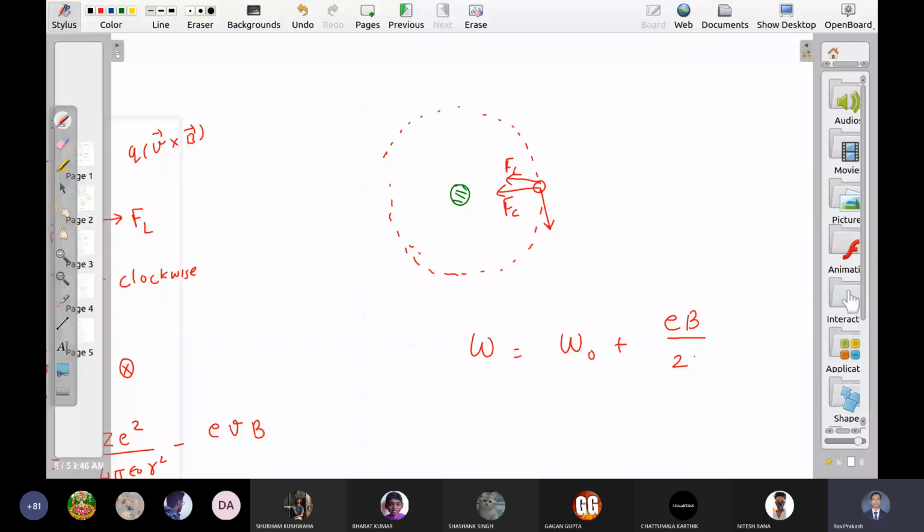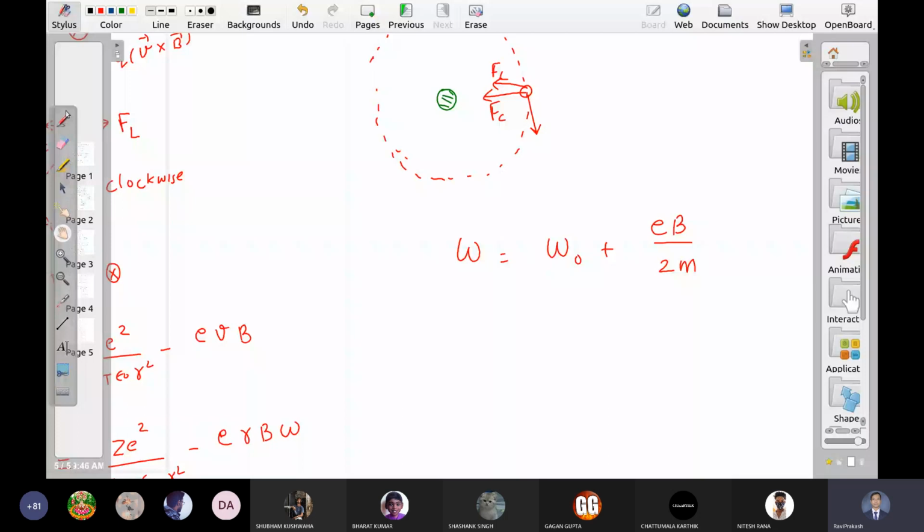When B was 0, how much is the magnetic moment? M naught. Direction? When B is not equal to 0, M is equal to M. Direction? This. And this M is greater than M naught. So what conclusion do we get from these two things?